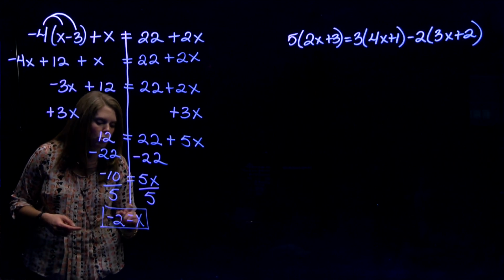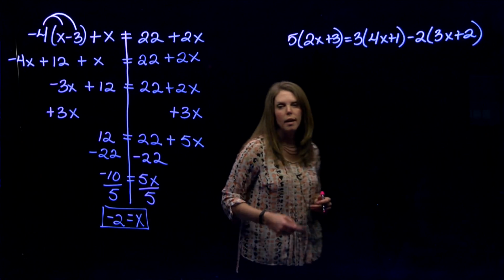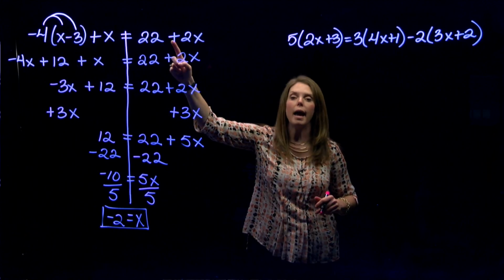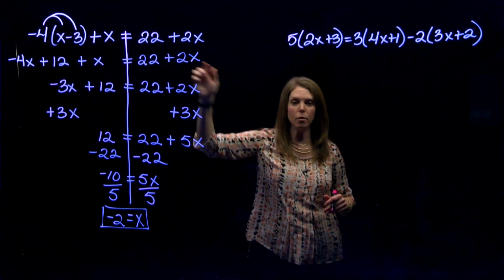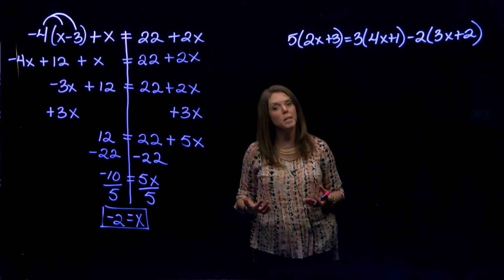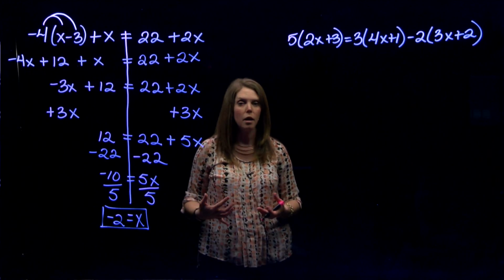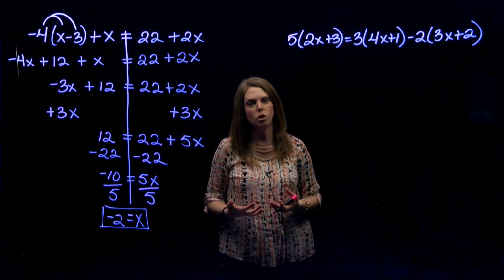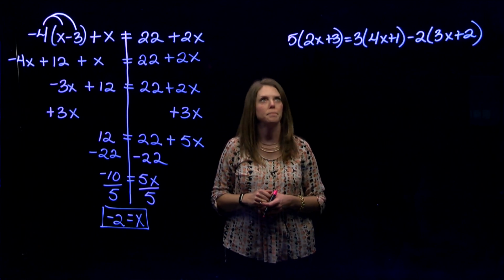This is the solution to my equation. Negative 2 is the number that I could plug in for x up here and make the left-hand side equal to the right-hand side. And you can always use that as a way to check your work. You can always take your answer, plug it back into the original equation, and it should work. It should make a true statement.